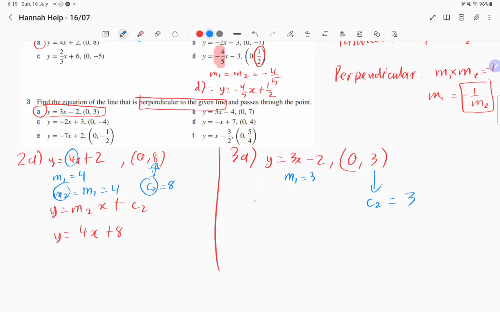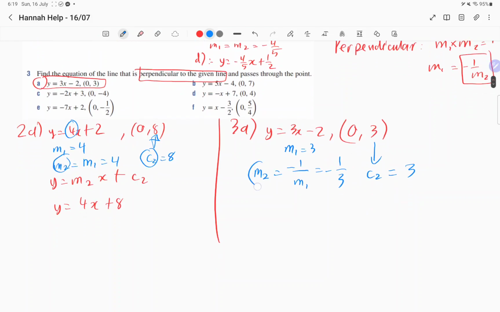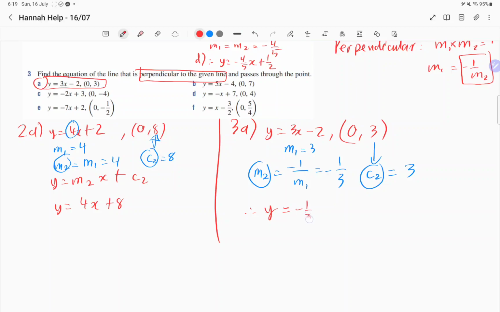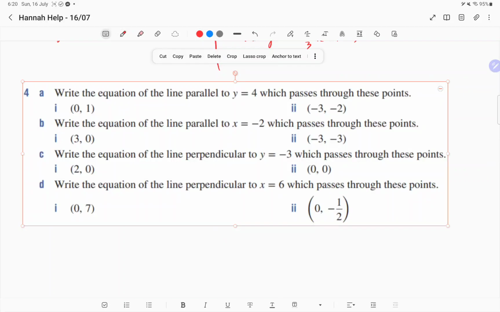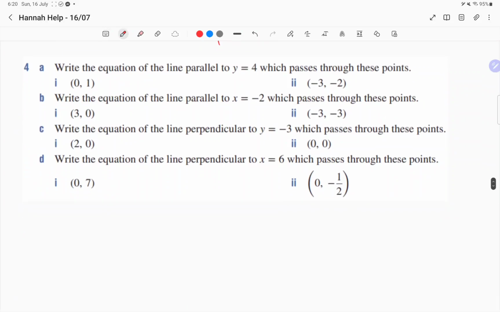Now note that for perpendicular lines, the gradient m2 must be equal to -1 over the gradient m1, the gradient of the first line, which is 3 here. So that's just -1 over 3. That's how you find these two values, and then you write the answer. Therefore, the line that's perpendicular is y equals -1 over 3 x, plus 3. That is it.